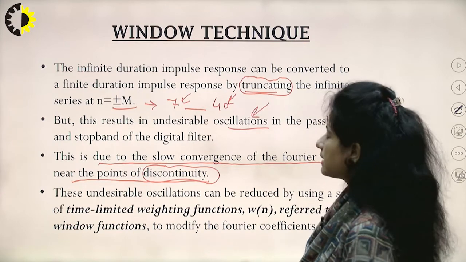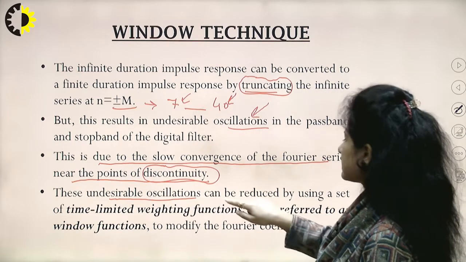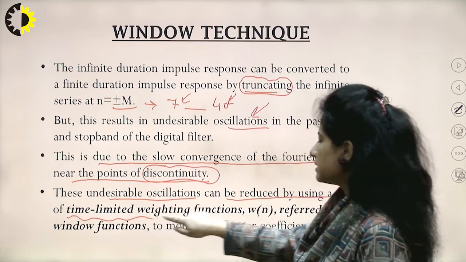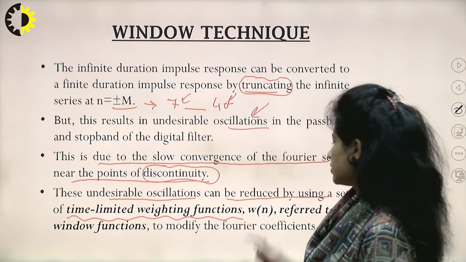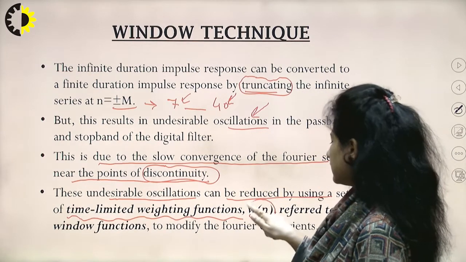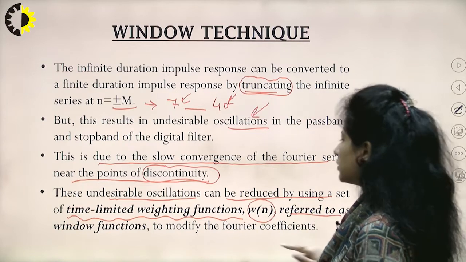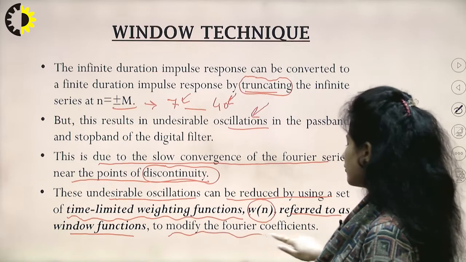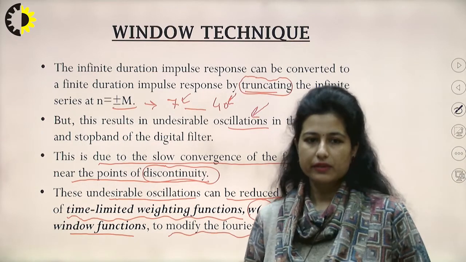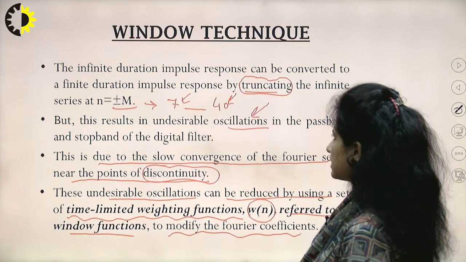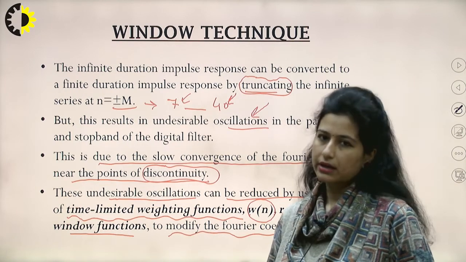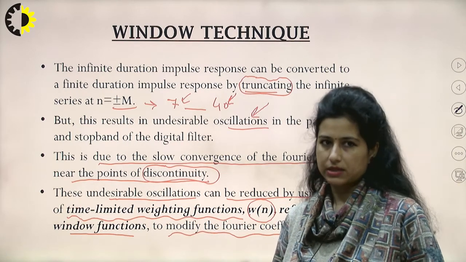So these undesirable oscillations can be reduced by using a set of time limited weighing functions, which are denoted by w(n), and we refer to these w(n) as window functions. They modify the Fourier coefficients in such a way that abrupt truncation is not there, and when abrupt truncation is not there, oscillations or ringing effect would also not be present.